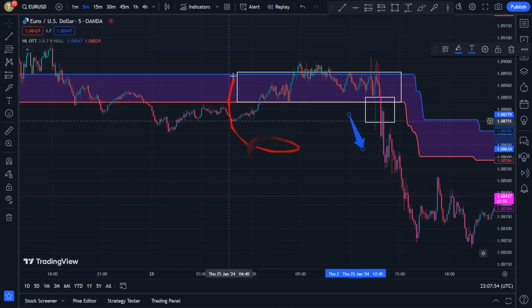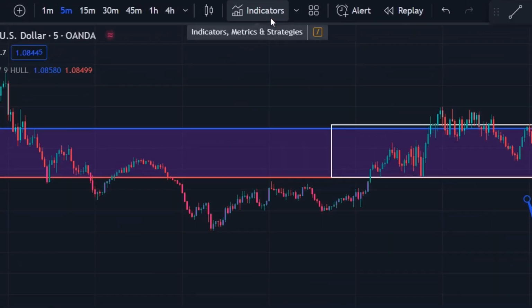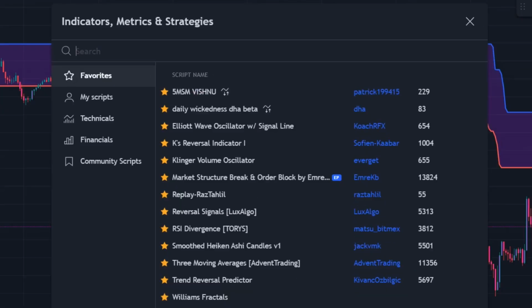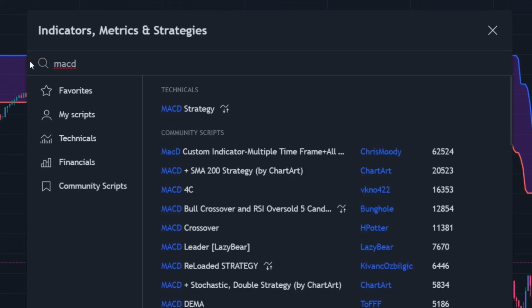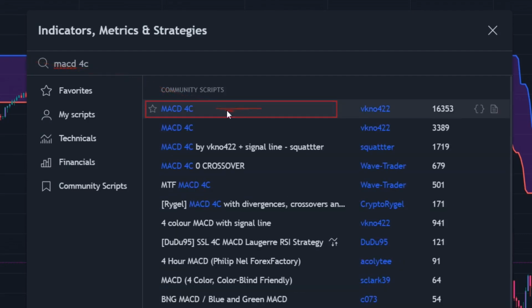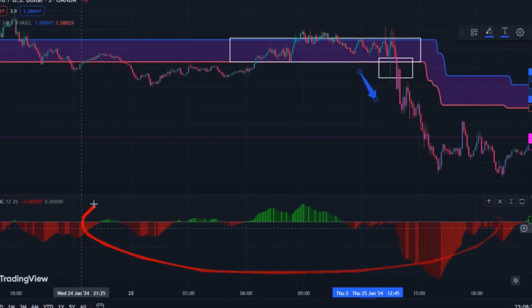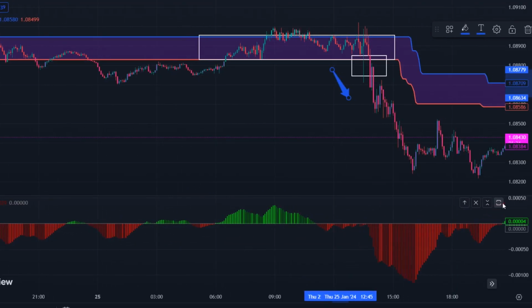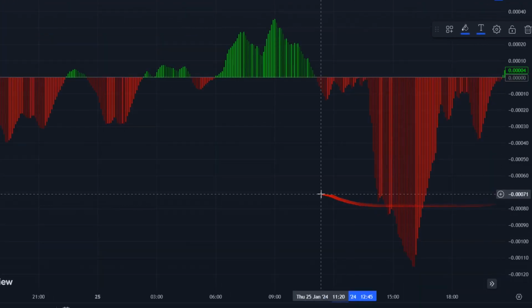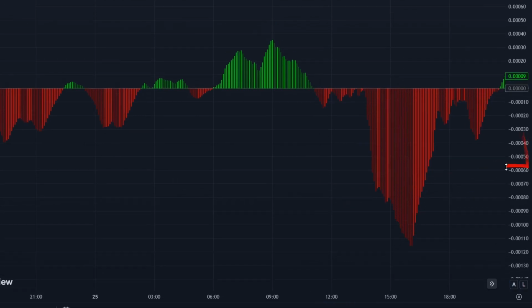Now we need to add another indicator to our chart. To do this, go back to the indicator tab and search for MACD 4C. When you find it, click on it. As you can see, this indicator is added to the bottom of our chart and helps us identify trends more precisely and know what trend the market is in.